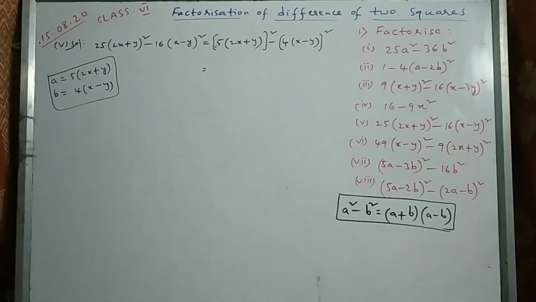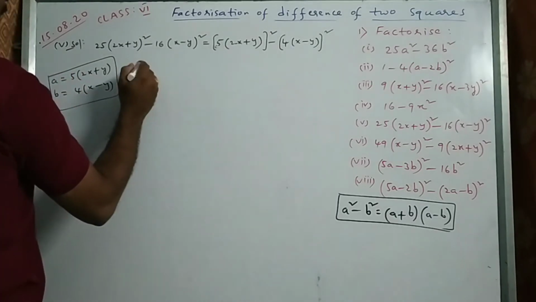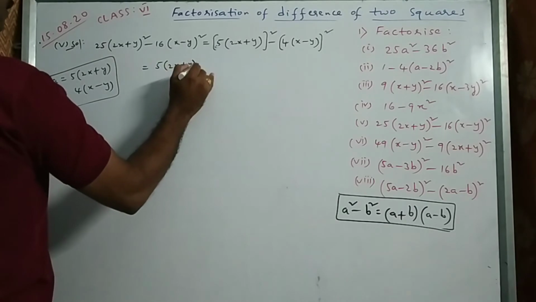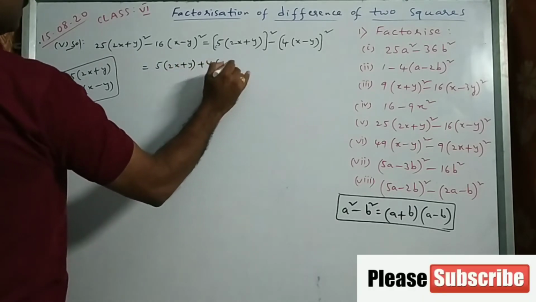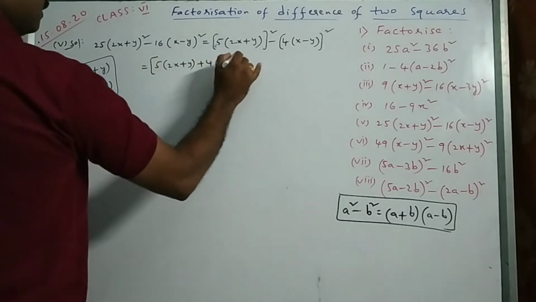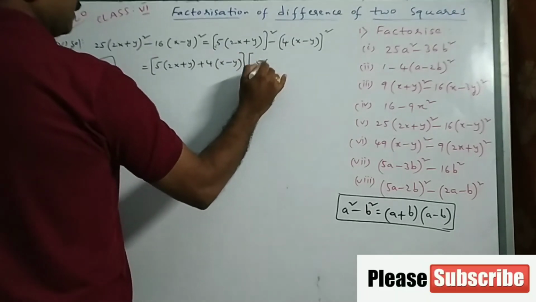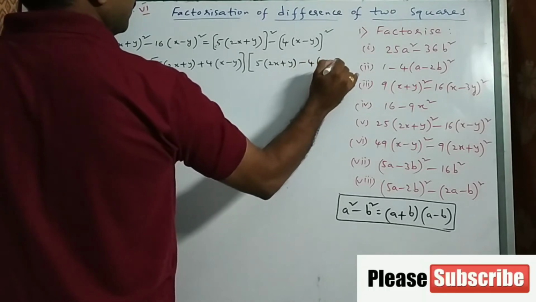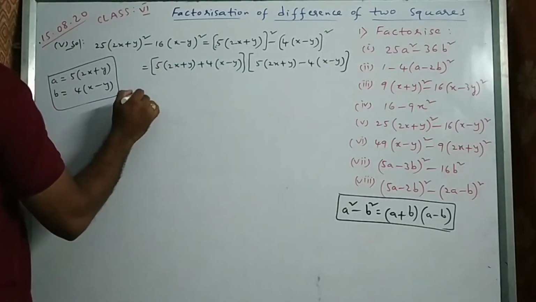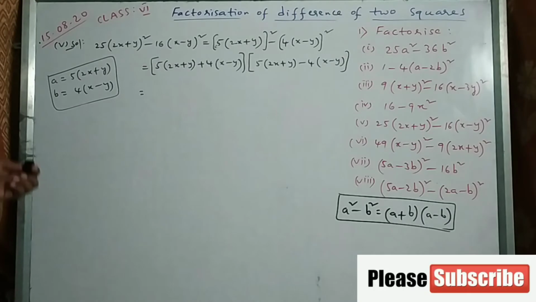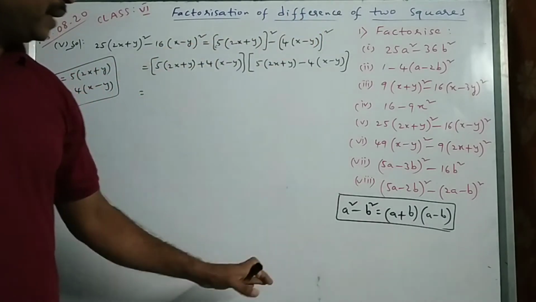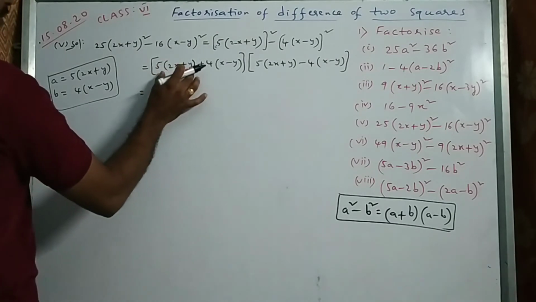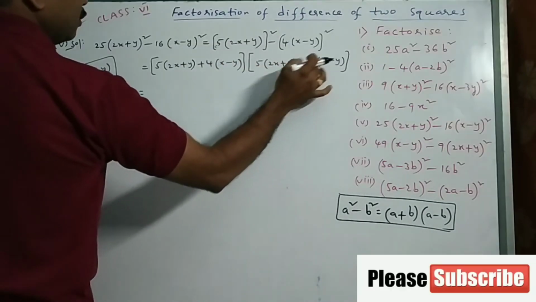Okay, so a plus b into a minus b, I can write. A plus b into a minus b. Is that clear? Step: a square minus b square equals a plus b into a minus b. You just write a value plus b value, a value minus b value.